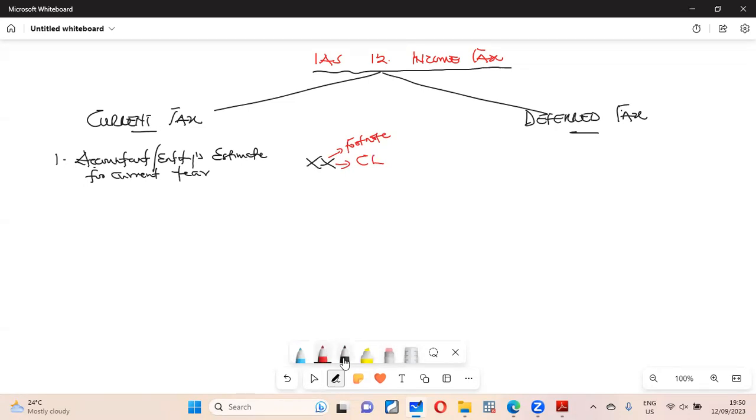Now, the next thing you are supposed to also look out for is what we call under or over provision for the previous year. Now, why do we get under or over provision? Remember, tax is paid in arrears. If you prepare an account for 2022, the tax on the 2022 account will be paid when? 2023. So normally you put a figure in your account that this is the estimate of tax that you want to pay.